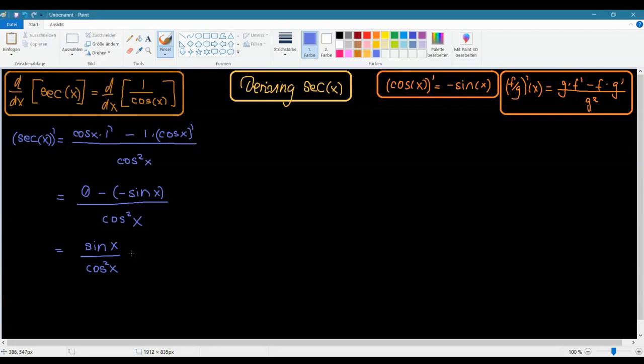Well, that isn't that easily simplifiable yet. We have to do something, right? Well, let's rewrite it in another color. This is sine x over cosine x times 1 over cosine x. And that shows us some trig identities. Well, we know sine x over cosine x is tan x. And we know 1 over cosine x is secant x. So actually, the derivative of secant x is tan x times secant x. And that is our derivative.